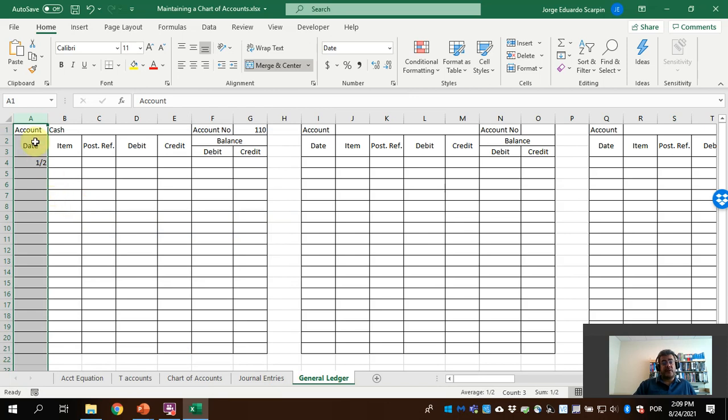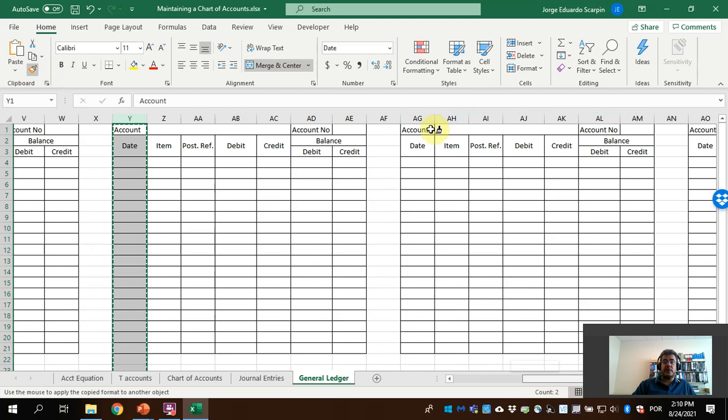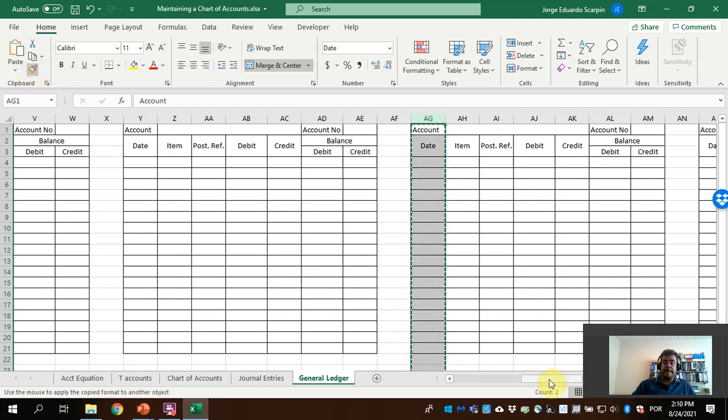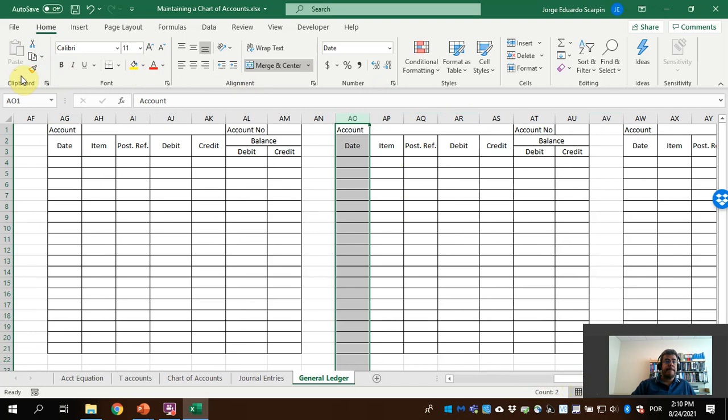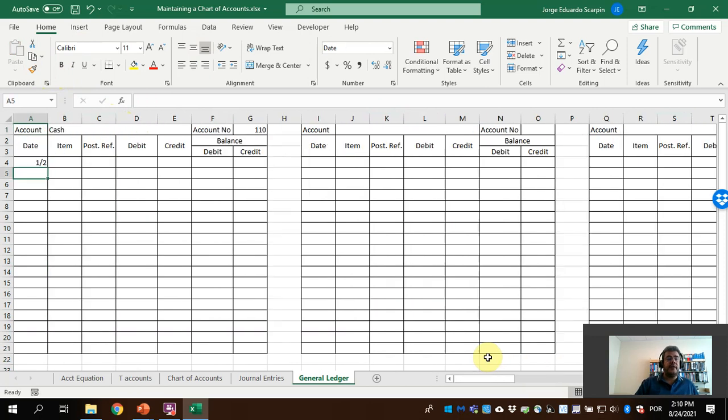January 2nd. And then if we click on this mark here, we can copy and paste the format to all of our general ledger. Almost a live video here. I think we are good to go. Okay, cash 110, January 2nd. Item, let's leave it blank.